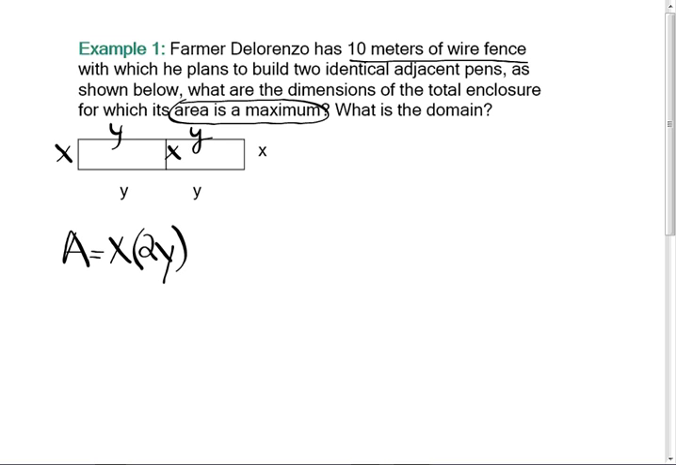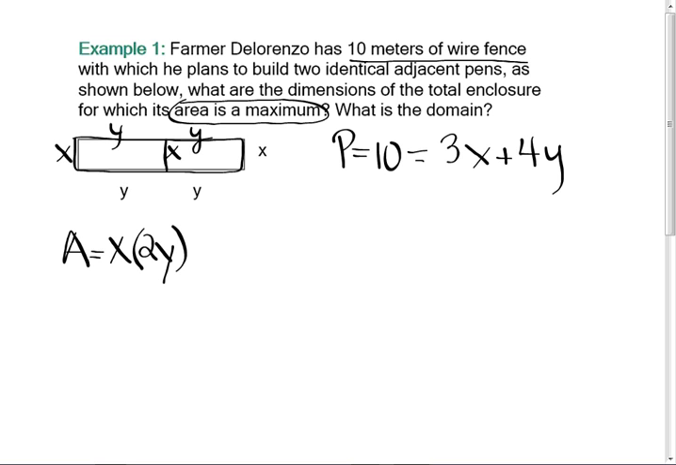I mean, you know you have 10 meters of fence. So you have to fence this, all of this, and then this. So what is that? Y is not 10 minus X. What's the perimeter? There's 3 X's plus how many Y's? Do you want to eliminate Y or X? Okay. So 10 equals 3X plus 4Y.